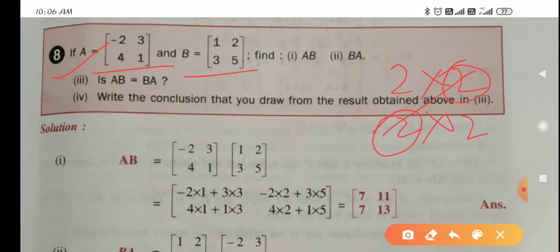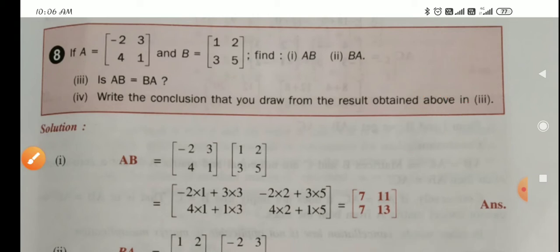This is a very important point. How can we multiply? You will multiply row by column. This is the fixed rule of multiplication of matrices. Row by column multiplication will be done. Means first row with first column, first row with second column, first row with third column. Suppose there are 3 columns only, then first row with first, second, third column, and second row with first, second, third column, and third row with first, second, third column. Like this you will multiply.